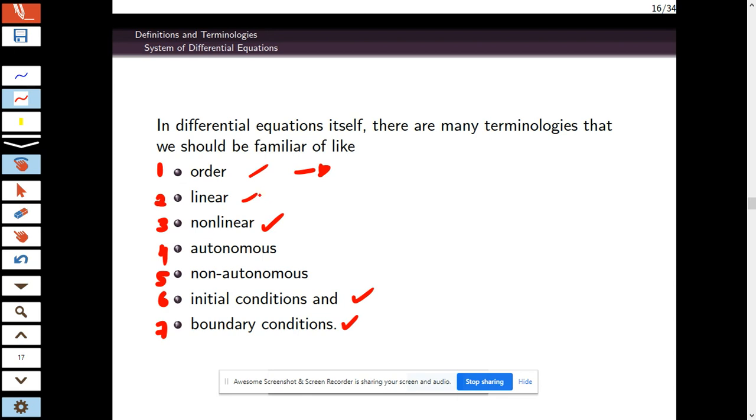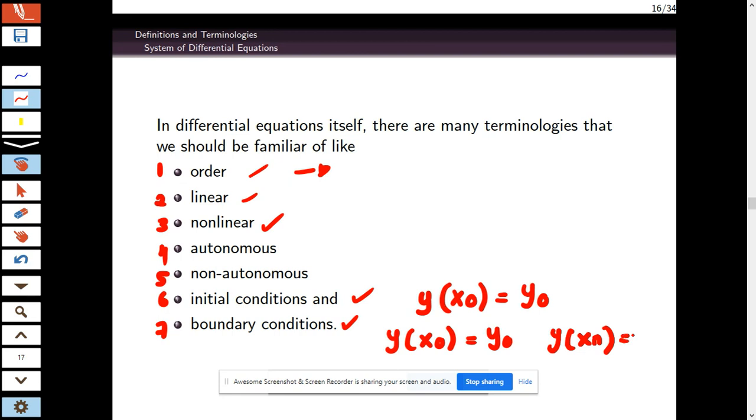Linear. You know what is a linear equation? Only x. If you have the power more than one, it will be a non-linear equation. And then you have initial condition and boundary condition. Initial condition is like this: y(x0) = y0. Boundary condition is like this: y(x0) = y0, and then y(xn) = yn.